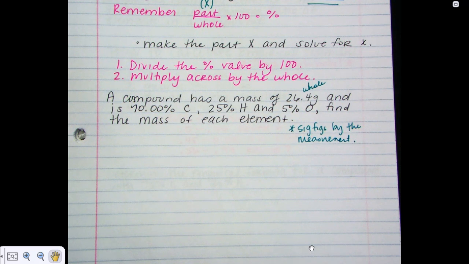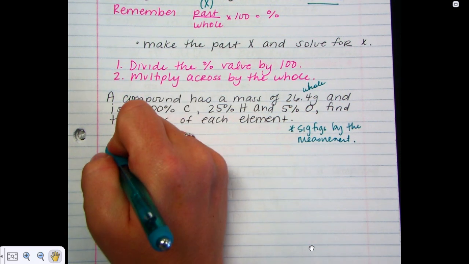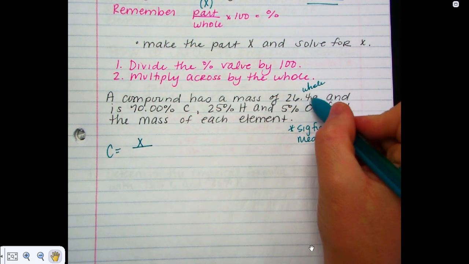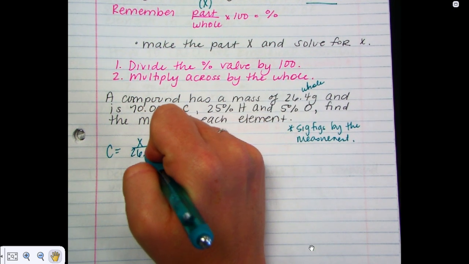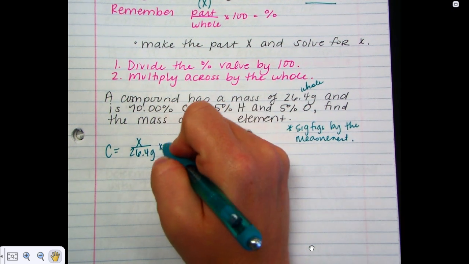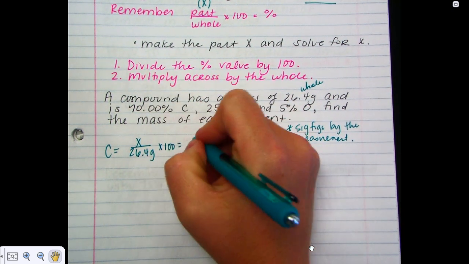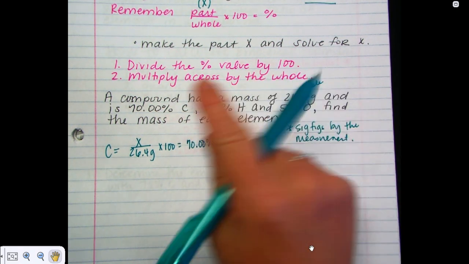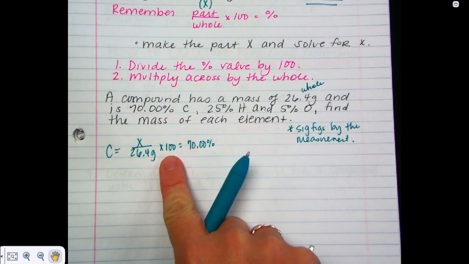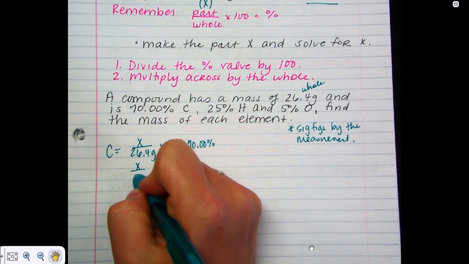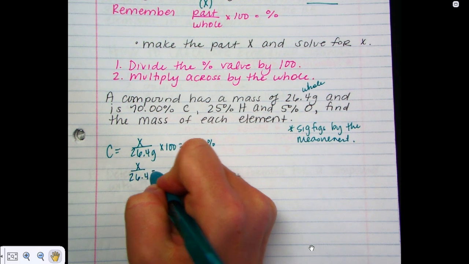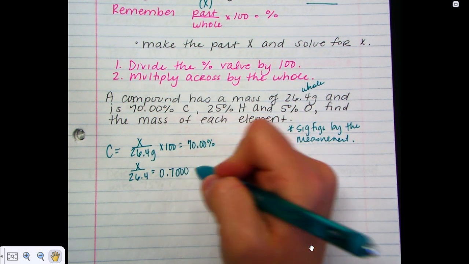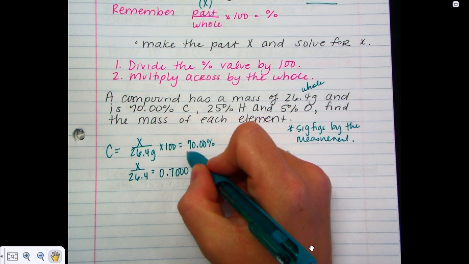All right, so let's just break it down by element. Let's find the carbon first. So carbon, x over, that's my part, the whole, 26.4 grams times 100 equals, what was my percentage? 70.00%. So what do I do first? Divide by 100. So divide this across. So x over 26.4 is equal to 0.700. I should be able to do that. Move the decimal 2 places, divide by 100.